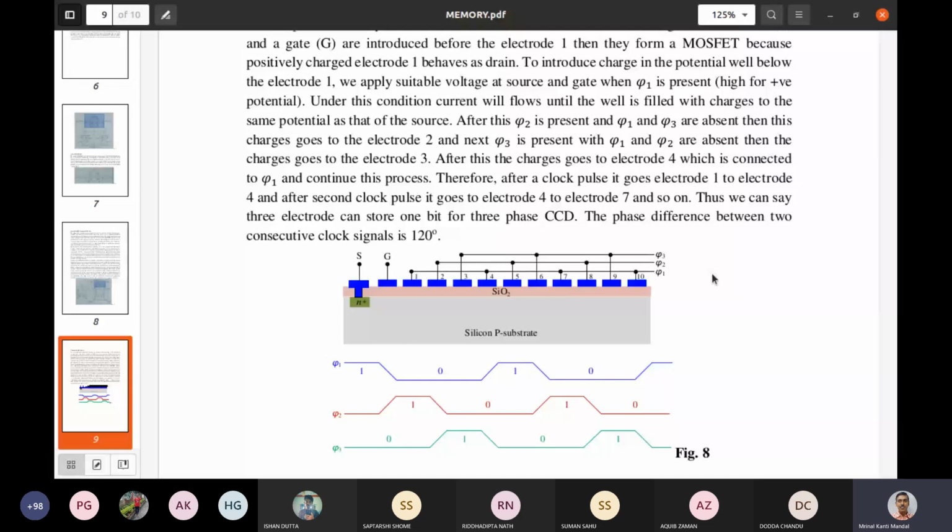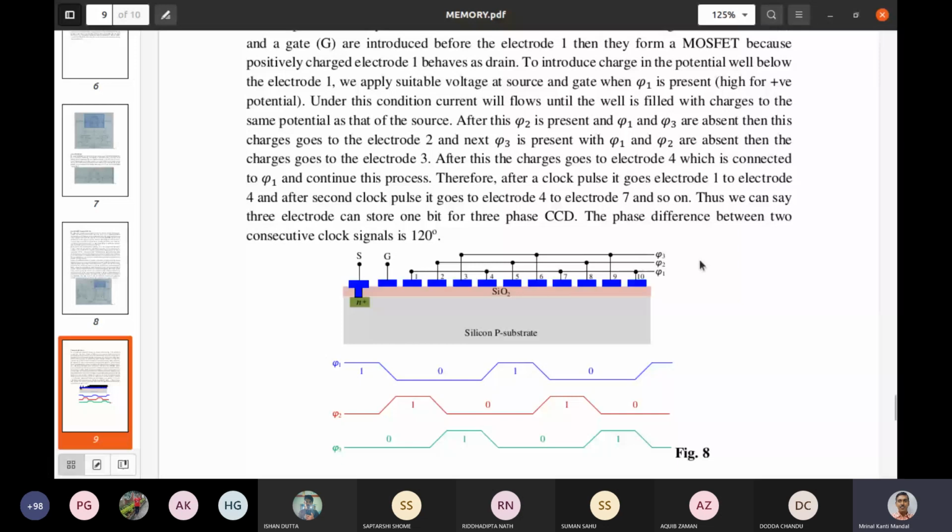In this three-phase CCD, you can see these are the electrodes. The first, fourth, then 7, then 10 electrodes are connected with clock signal phi 1, 2, 5, 8 are connected with phi 2, and 3, 6, 9 are connected with phi 3.